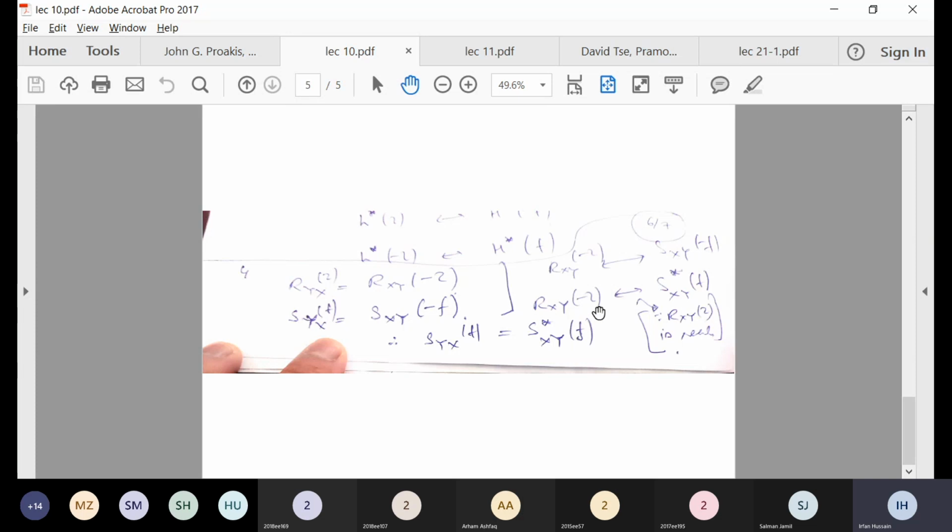So this will be real. Because of this reality, we know that this Fourier transform will be conjugate symmetric. You can just write r_xy of tau as S_xy conjugate of f. So this can be written as S_xy conjugate of f because of conjugate symmetry. So S_yx of f can be written as S_xy conjugate of f.